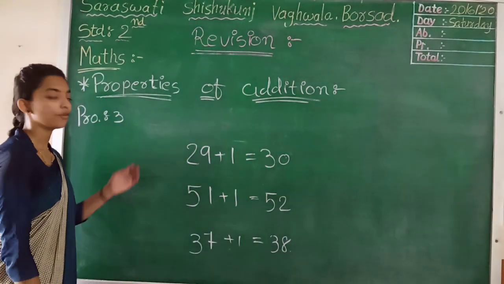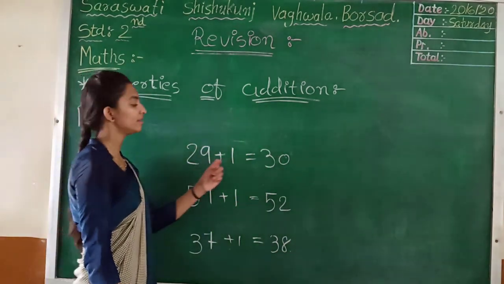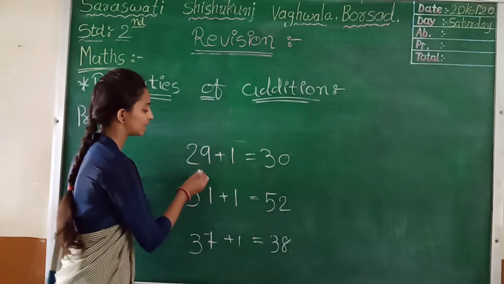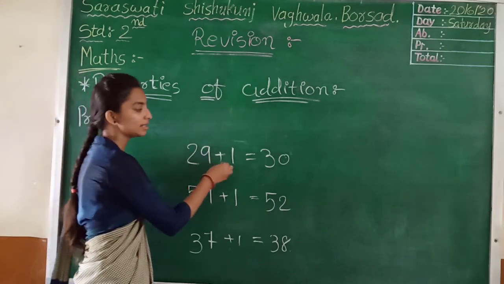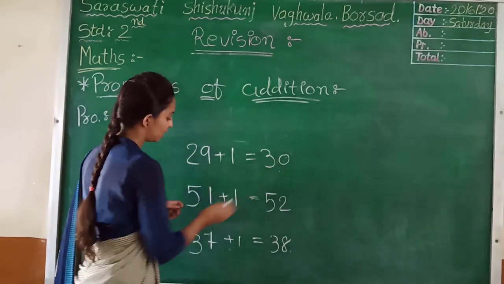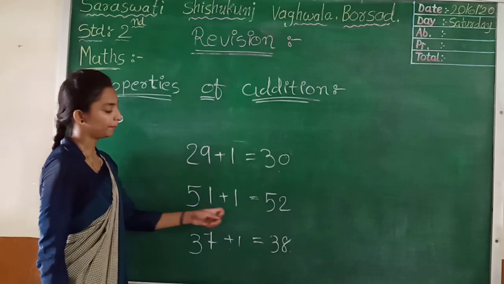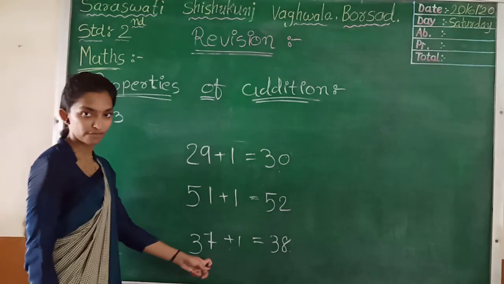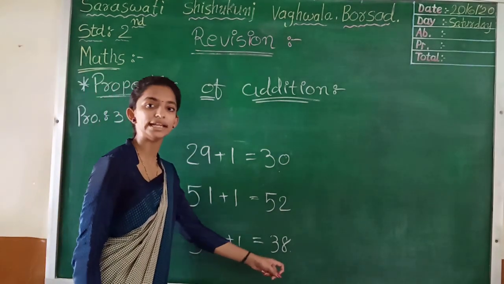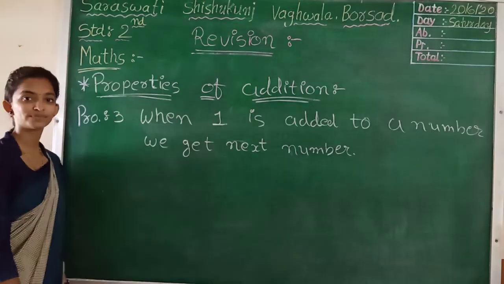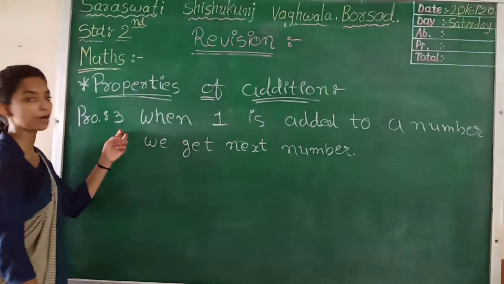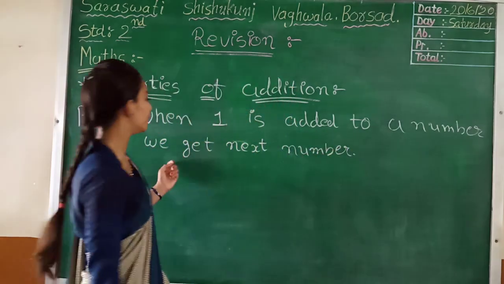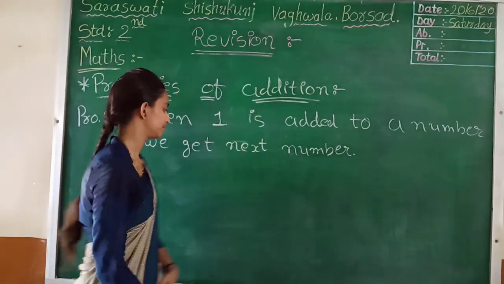So students, what do you see? If we add one to any number, we get the next number. That means 29 plus 1 equal to 30. In the second example, 51 plus 1 equal to 52. And 37 plus 1 equal to 38. So students, our third property is when 1 is added to a number, we get the next number.